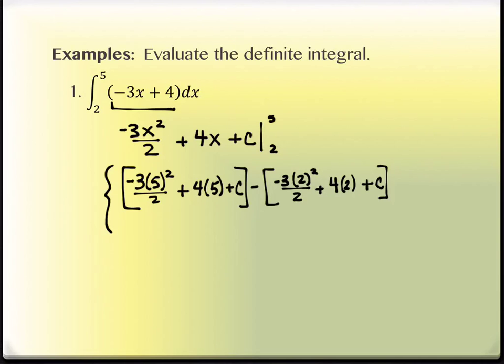Now, can somebody tell me, looking at what I've written right here, why I really don't need the plus c's? Yeah, they're going to cancel every time. So when we're doing definite integrals, that is integrals where they have a lower and an upper limit, you don't have to write c out. It's not necessary.